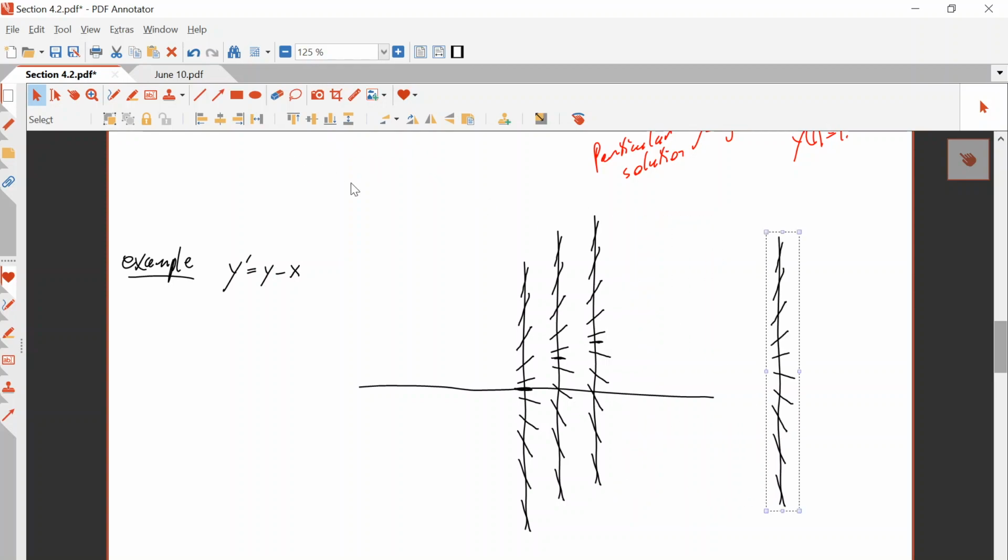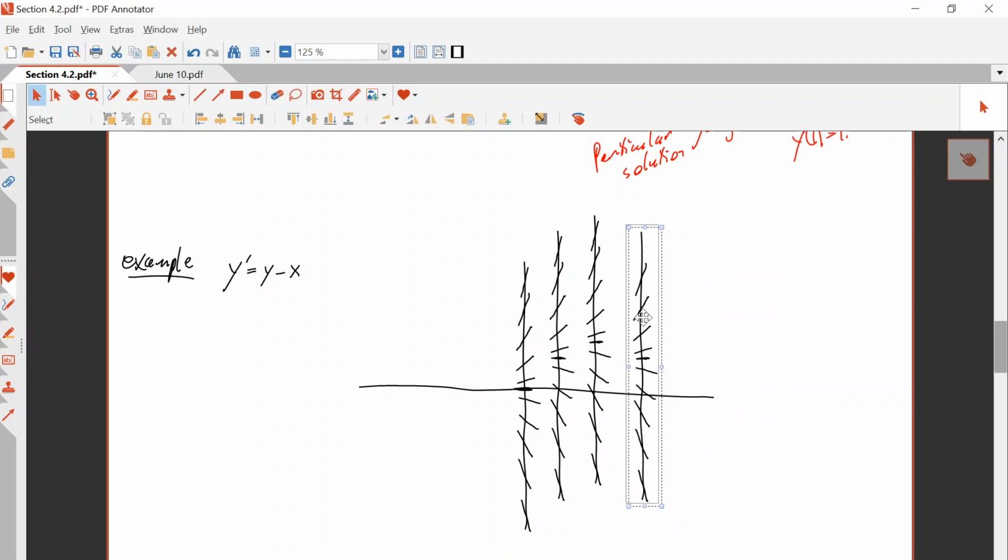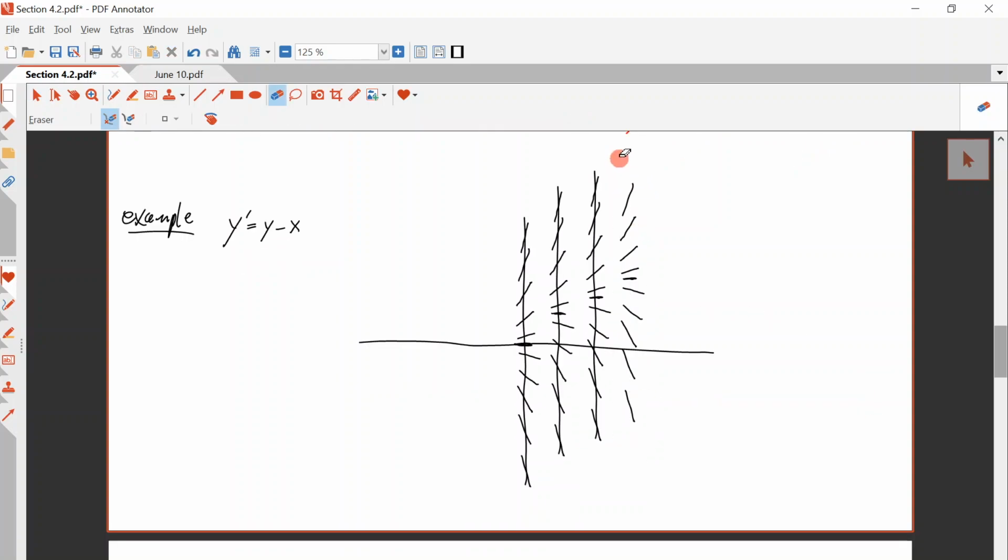Actually, let me copy this one that's got that marker. Right, and now erase these verticals. Right, so there's the direction field. Going down even steeper here. Right, like that.